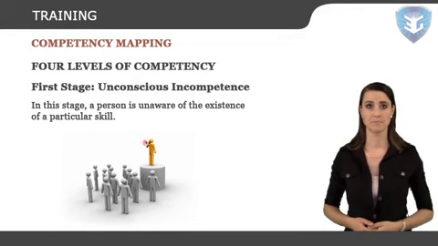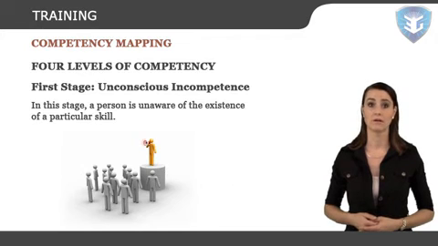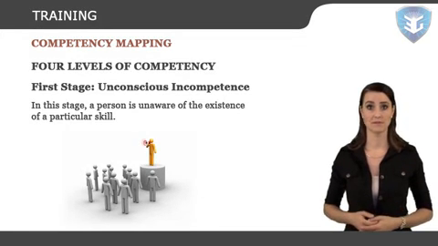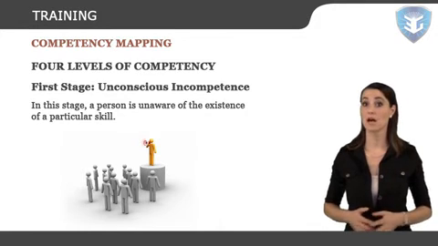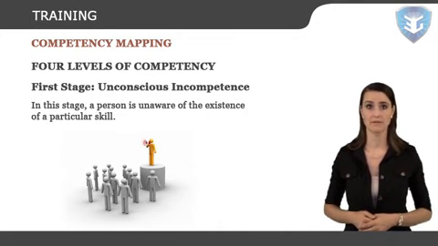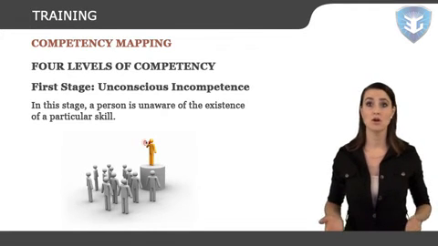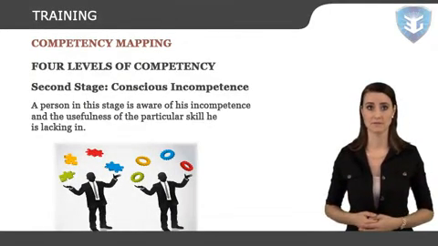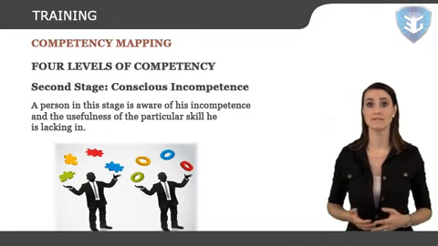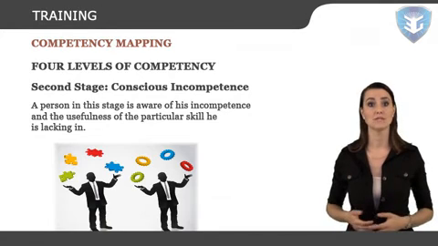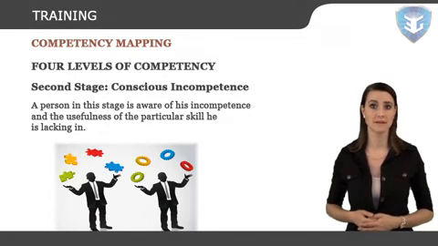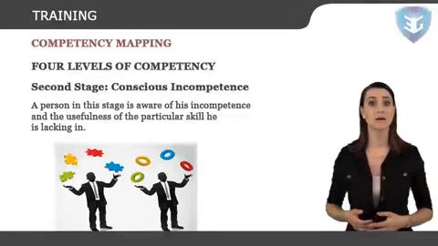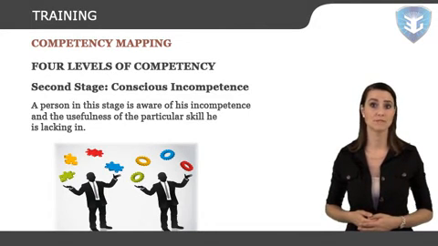Levels of competency. The four levels of competencies are: first stage, unconscious incompetence. In this stage, a person is unaware of the existence of a particular skill. Since he is unaware of the skill, he does not know about its utility and relevance. Second stage, conscious incompetence. A person in this stage is aware of his incompetence and the usefulness of the particular skill he is lacking in. He knows that acquiring the skill will definitely improve his effectiveness in that front. Incapability of the person to perform a skill-specific task will make him realize its importance and motivate him to learn it.